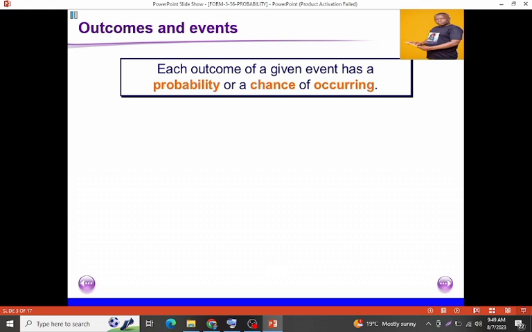So each outcome of a given event has a probability. So we come to defining probability now. Probability is simply the likelihood of something happening, or the possibility that an event is going to happen to produce outcomes. So we are saying each outcome of a given event has a probability or chance of happening or occurring.